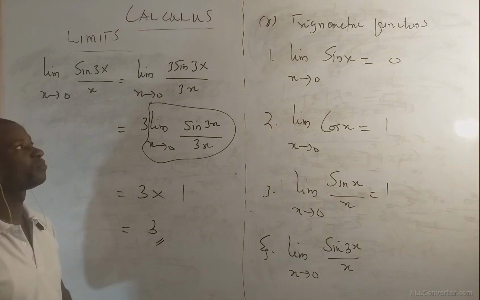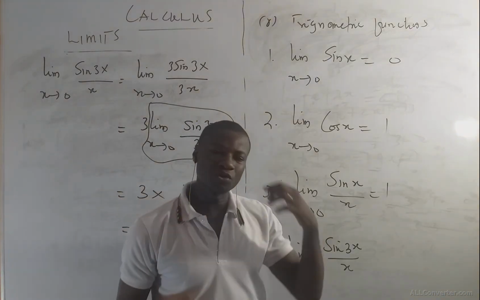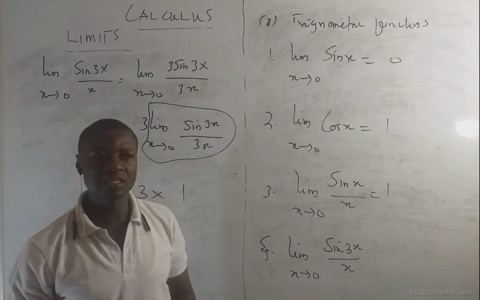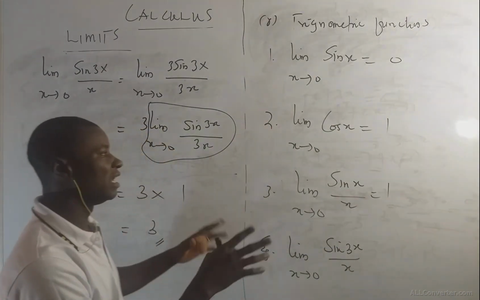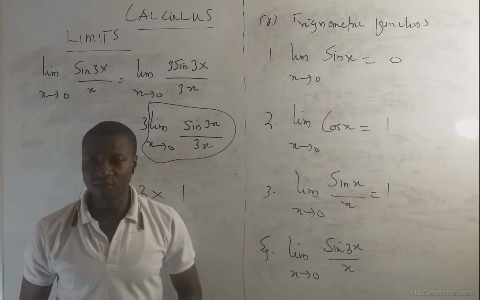So in general, this is what we call the limit of constants, limit of polynomial functions, limit of rational functions, and limit of these simple trig functions. But that will be all for now on this particular episode.